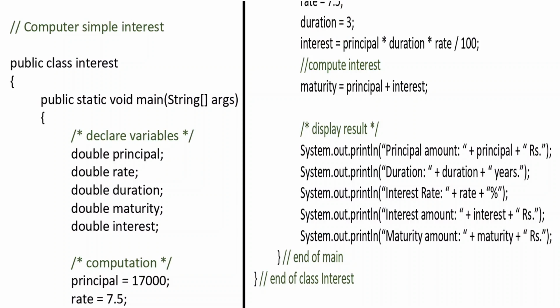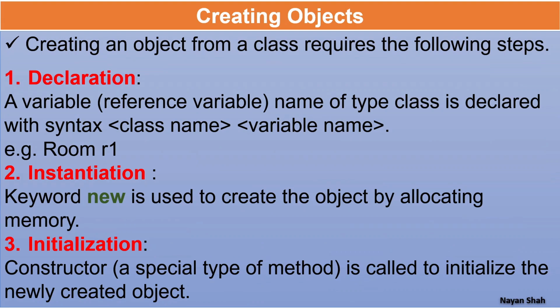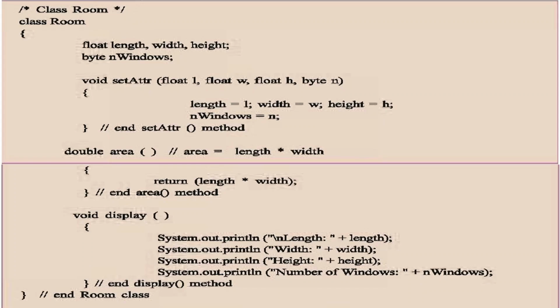We saw this simple program, then we understood what a class is in Java programming, and you know that a class contains two things: attributes and behavior. Then creating an object from the class is a three-step process: declaration, instantiation, and then initialization. Then it explains how objects are created, writing Room R1 = new Room, that creates an object of type Room with name R1.